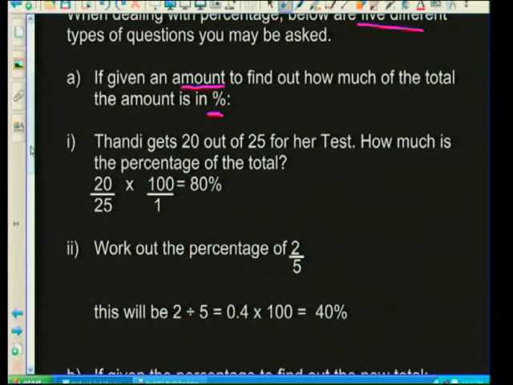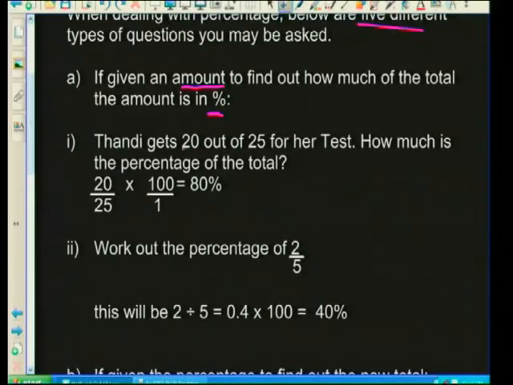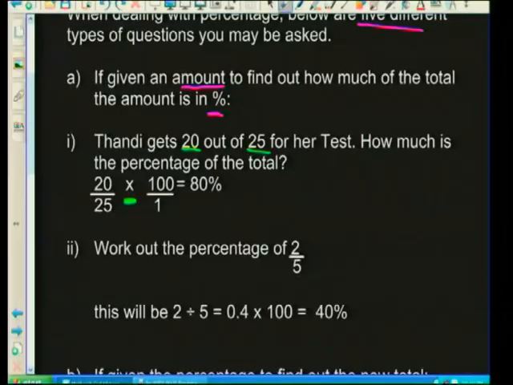So we use this every day when we say to our teachers, I got this for my test, but what is that in percentage? We take the marks that we got divided by the total marks of the test. So let's look at Tandi. Tandi got 20 out of 25 for her test. So as a percentage, we're going to say 20 out of 25, and we always multiply by 100 because we want to make it out of a percentage, so it's out of 100. If we do that on the calculator, you'll see that it is 80%.